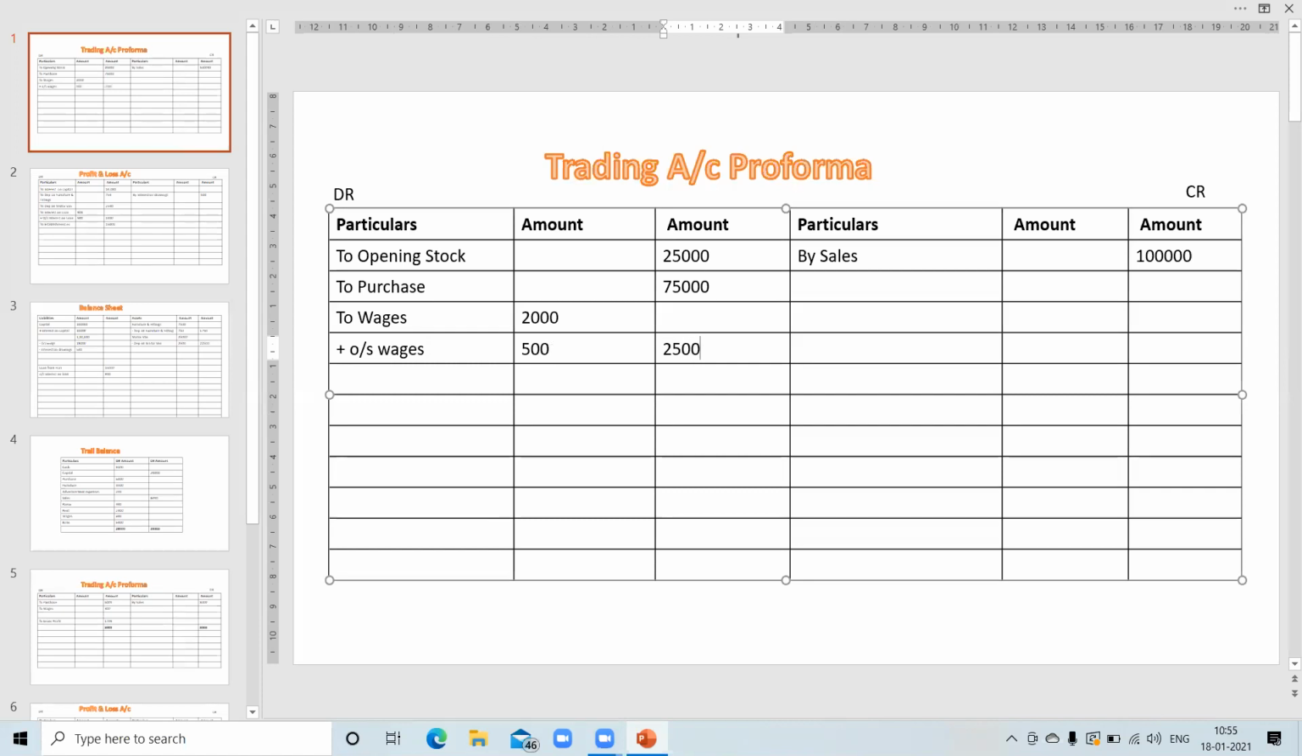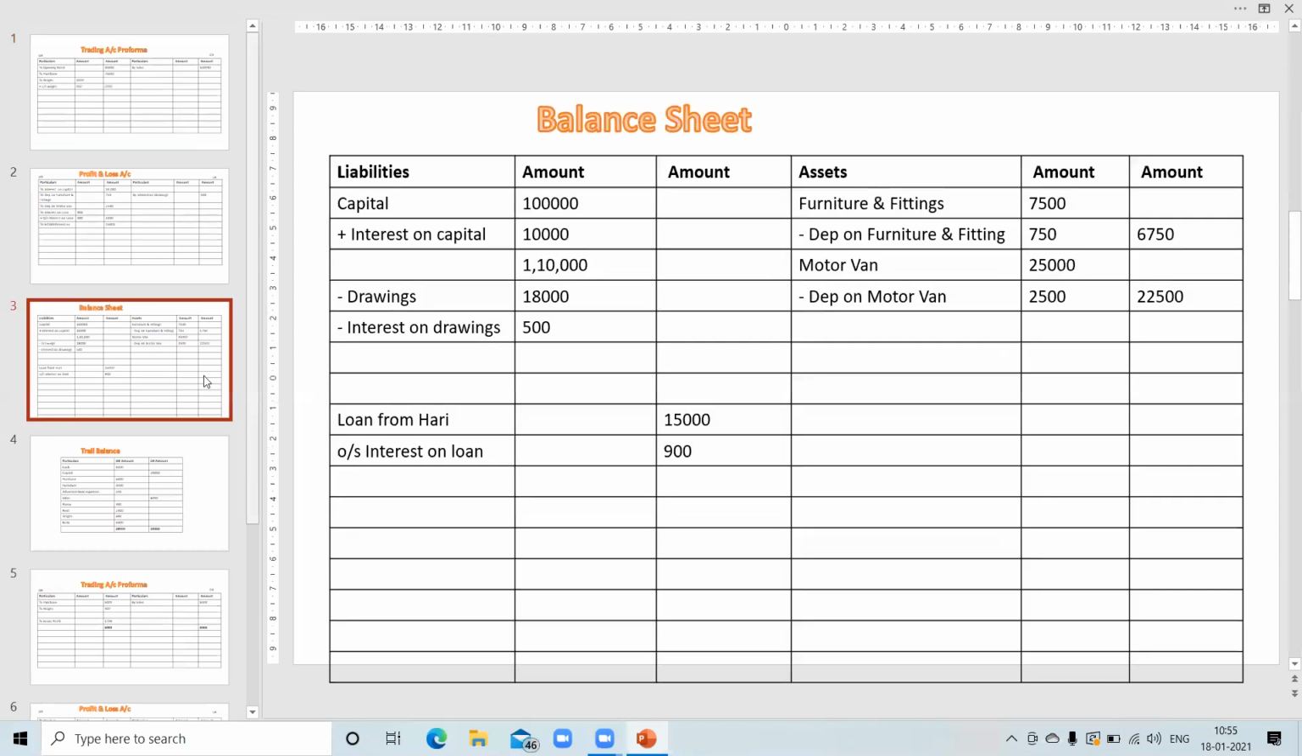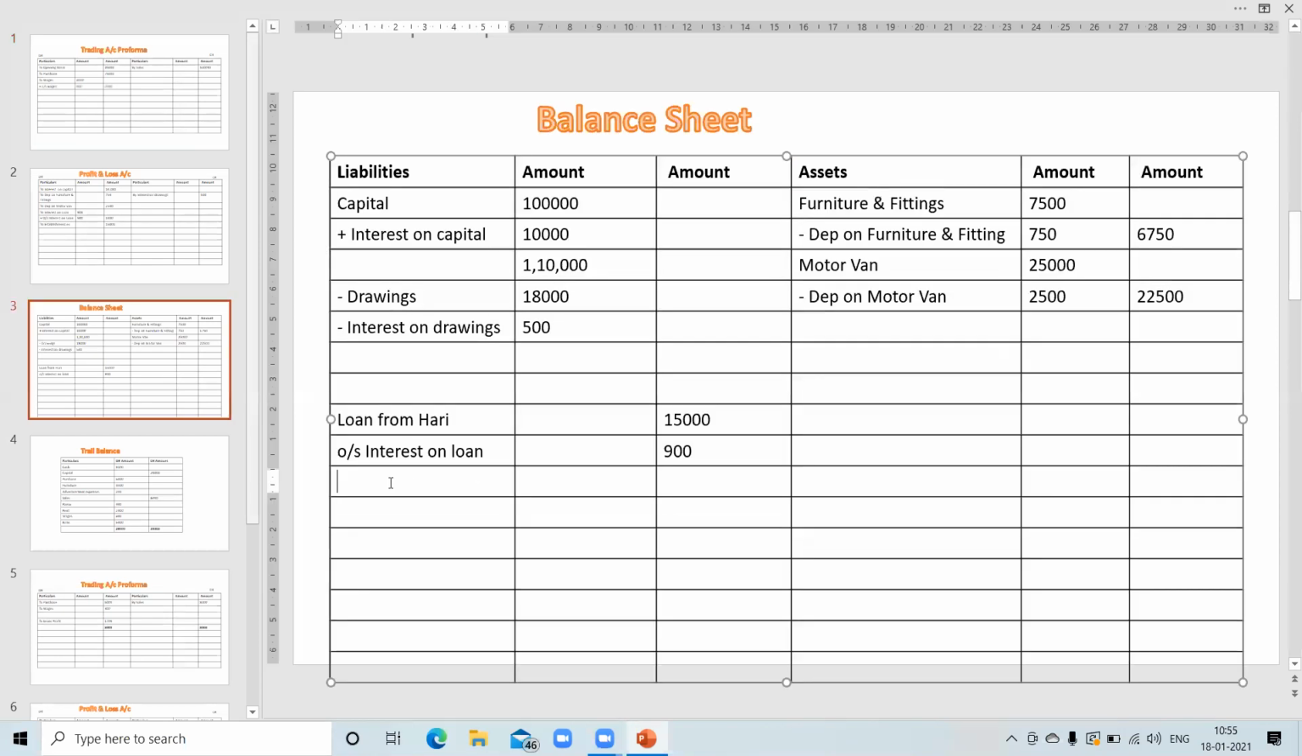Every adjustment is covered two times, so the outstanding wages will be posted in the balance sheet, liabilities side. Outstanding wages, 500. Only the adjustment amount will be posted. We should not post the total amount there. Only the adjustment amount has to be posted.